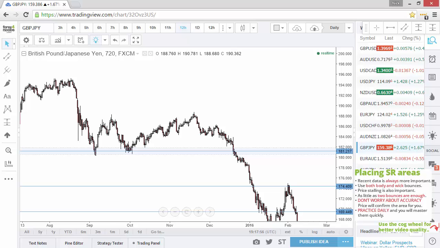No, TradingView is pretty much a charting platform, not a trading platform.